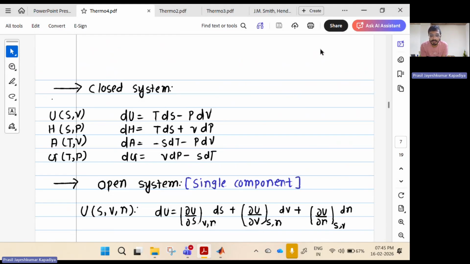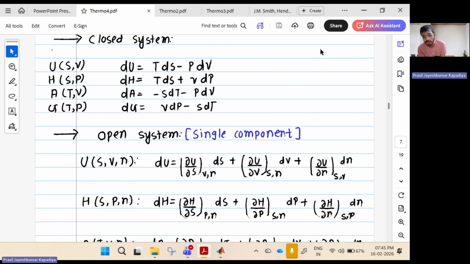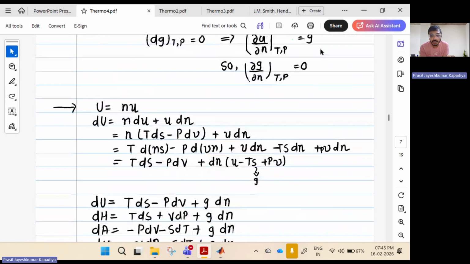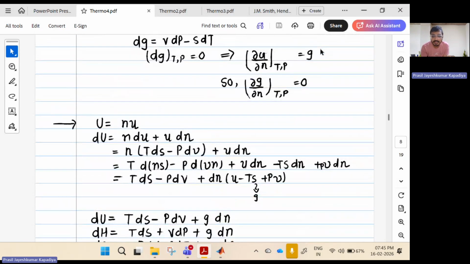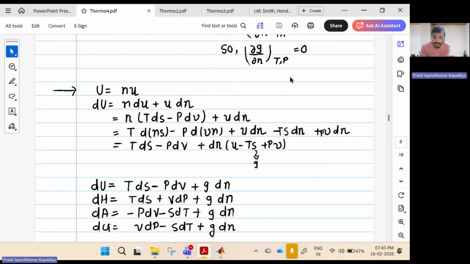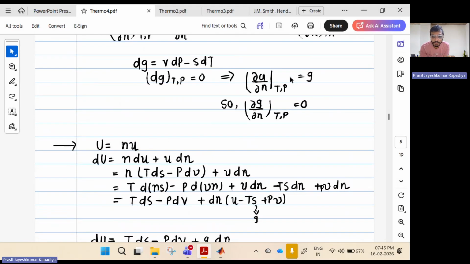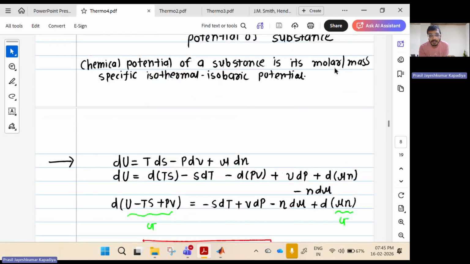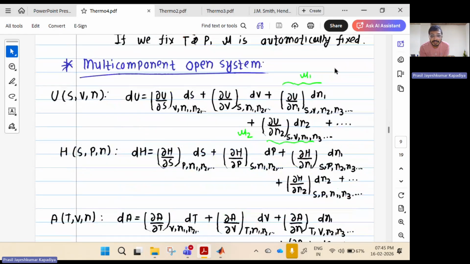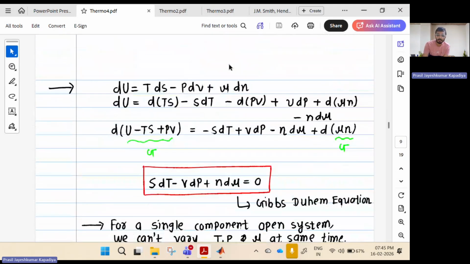Till here we looked at everything as a closed system. Then we moved from closed system to single component open system, where we added a mu dn term, and a very important point is that mu is equal to G only, equal to del G by del n at T comma P. For the other derivatives, del U by del n at S comma V is not equal to small u. So that is what we learned. And for multi-component system, we added this summation of mu i dn i term.